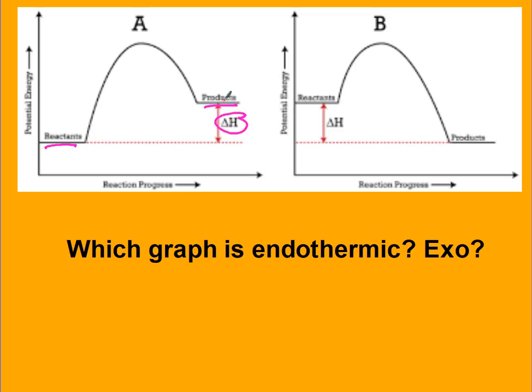In A, we absorbed energy because the products have more energy than what we started with. And if we did products minus reactants, that would result in a positive delta H value. So this one is endothermic. While B, my products have less energy than where I started, so they must have released energy. And again, if I did products minus reactants, that would result in a negative delta H. So this one is exo.